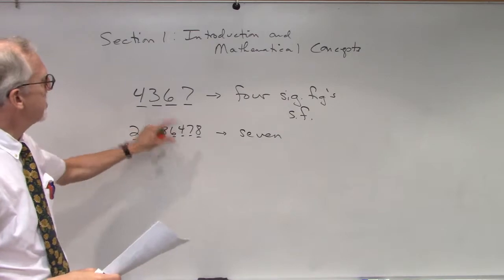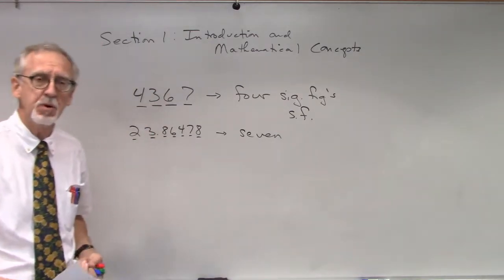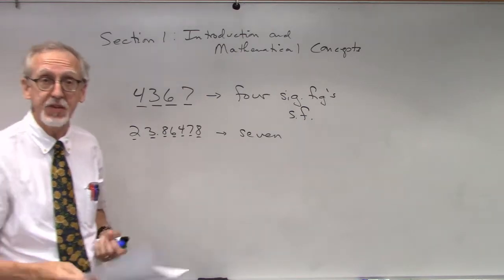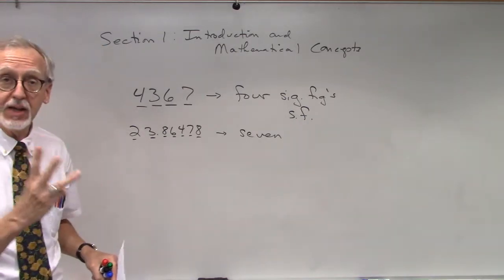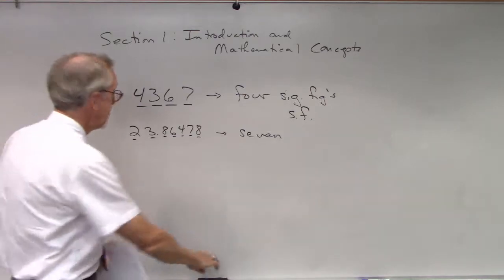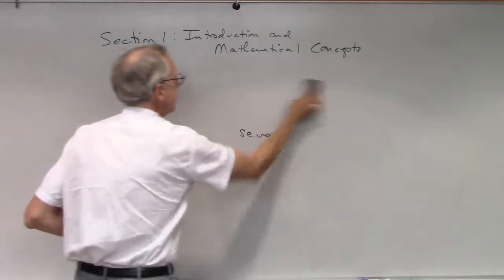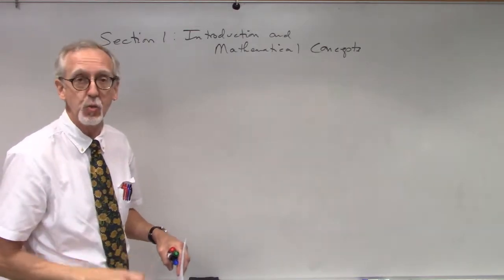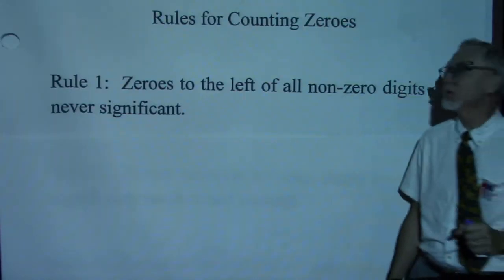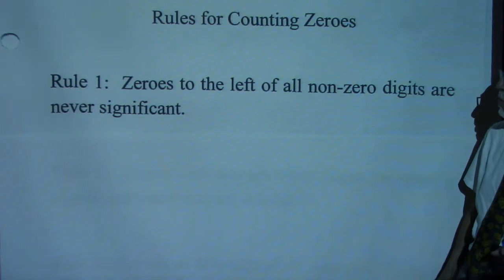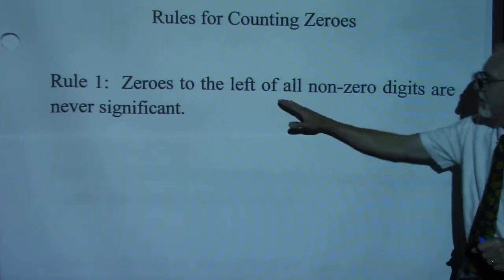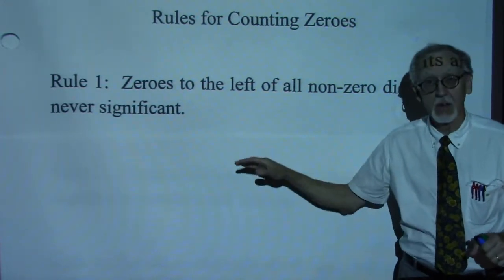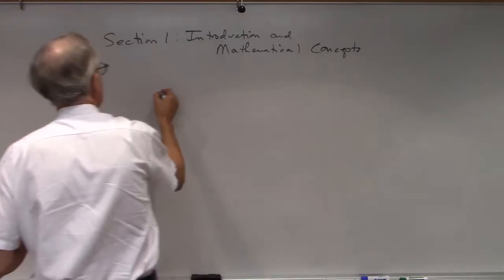Now, if there is a 0 in the number, that makes it a little bit more complicated to determine how many sig figs there are. But there are 3 rules for counting zeros as whether they are significant figures or not. So let's take a look at those one at a time. Okay, rules for counting zeros. Rule number 1. Zeros to the left of all non-zero digits are never significant. So let's look at some examples of that.